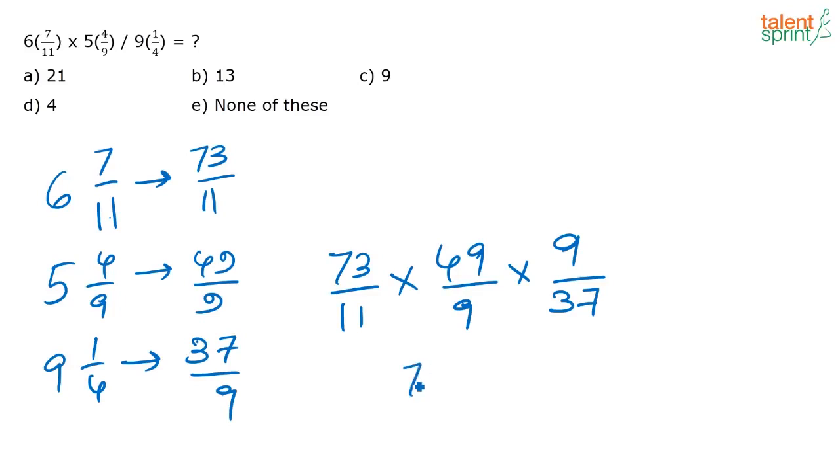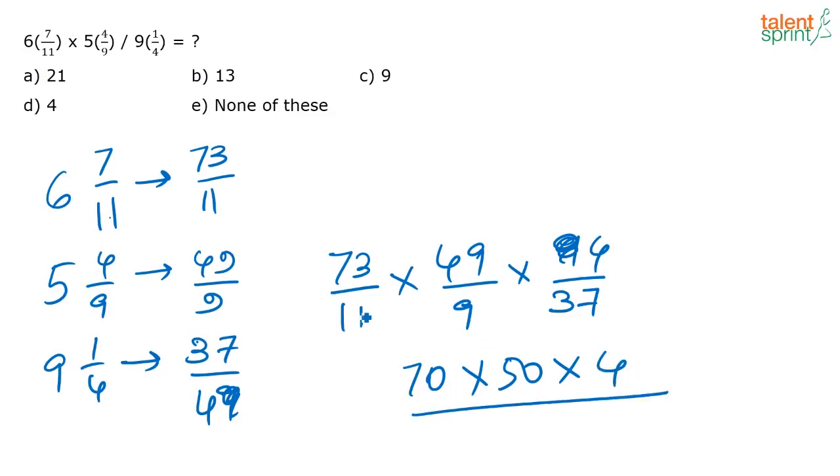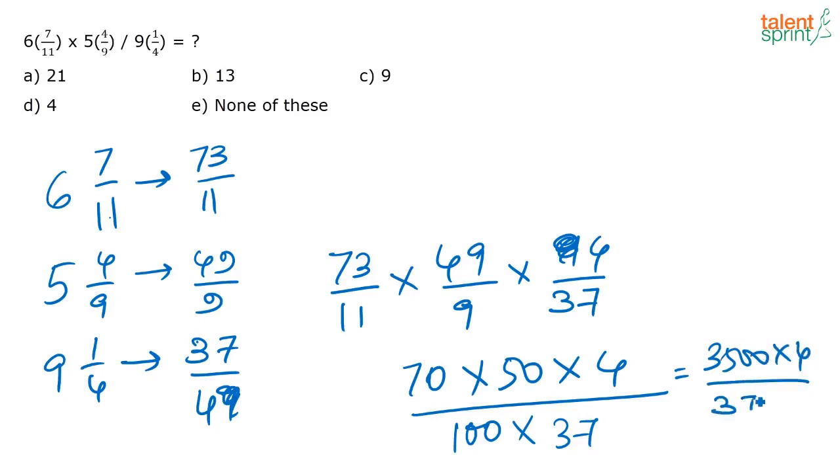Now, the 73, take it as 70. 49, take it as 50. I am taking closer values. And this is 4, correct? So you have 70 into 50 into 4 divided by, here 11 9s are 99, correct? 99 is close to 100. So 100 into 37. Now again you see here 70 into 50 you know is 3500 into 4 by 3700.